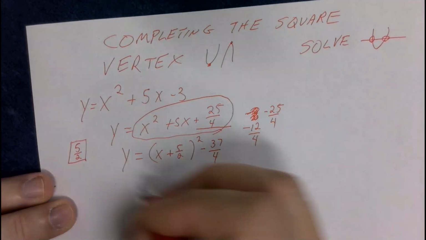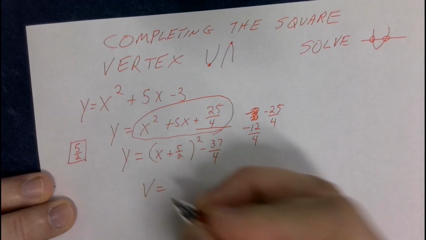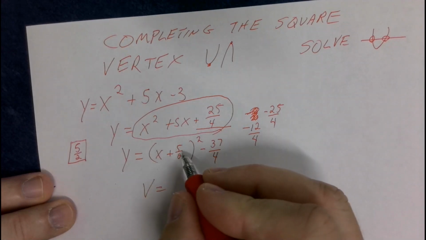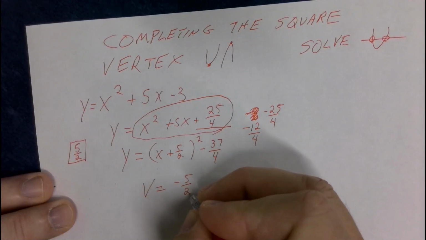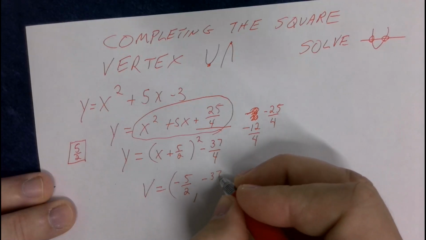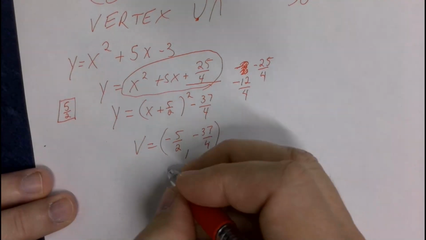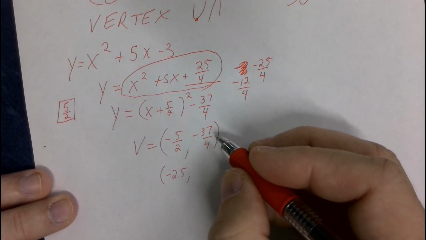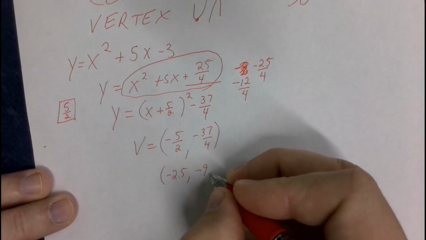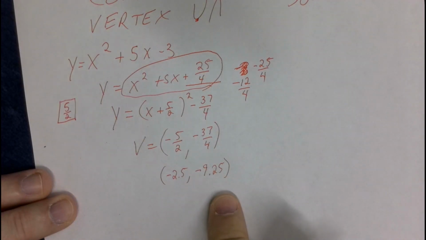Now I know this format right here is vertex format. So my vertex for this thing is at negative 5 halves, whatever's the opposite of this number. So negative 5 halves, comma, negative 37 fourths. Now, if I wanted to, I could do this division pretty easily, and you'd see it's at negative 2.5, and then 4 times 9 is 36, so that's negative 9, and then I had 1/4 left over, so negative 9.25. And if we were to put that into our calculator right now, that would find the vertex.